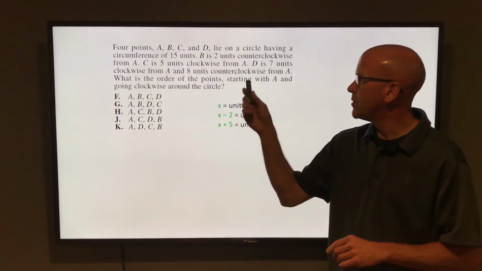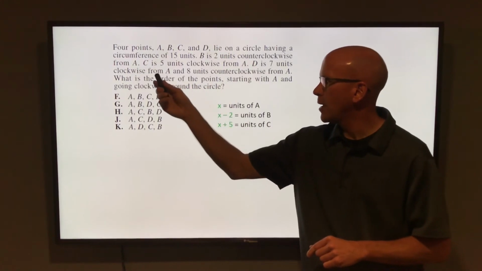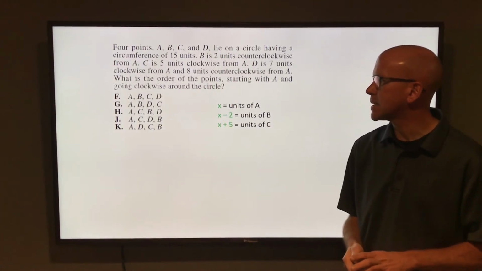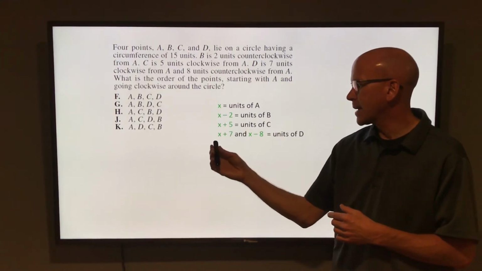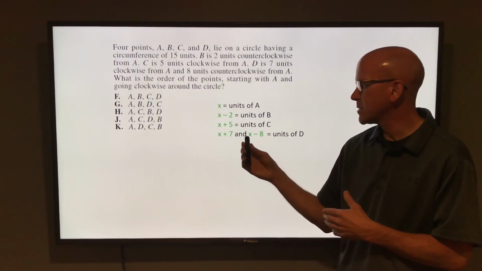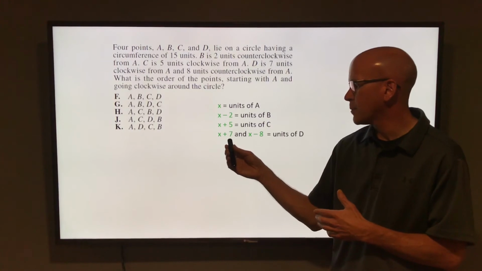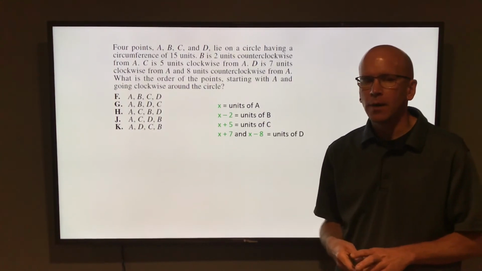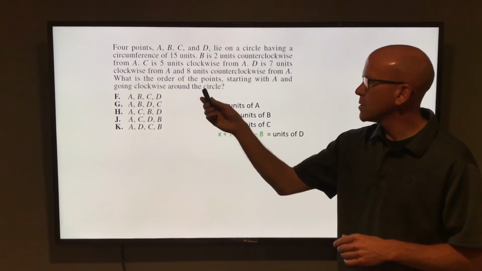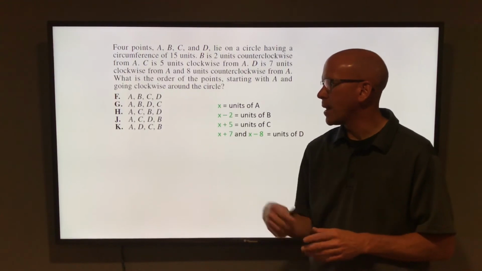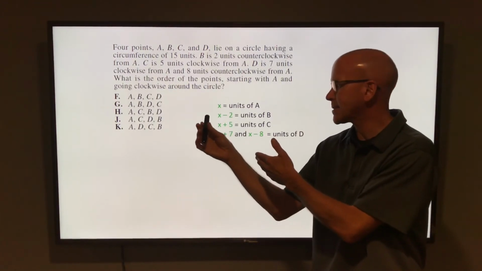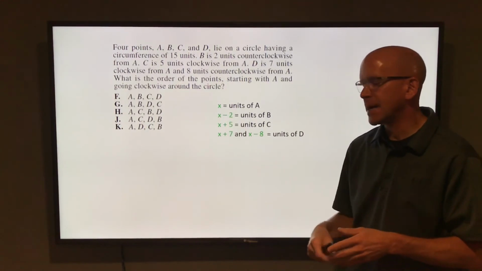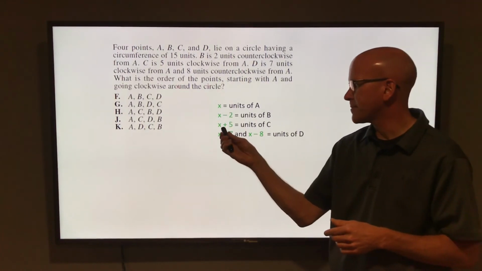And then finally for D, D is 7 units clockwise from A and 8 units counterclockwise from A. So you can think of that in two ways, x plus 7 and x minus 8. It's 7 units clockwise from A and 8 units counterclockwise from A. What is the order of the points starting with A and going clockwise around the circle? So you can see a little better when you put it in terms of x. If A is x, the next one to the right would be x plus 5.